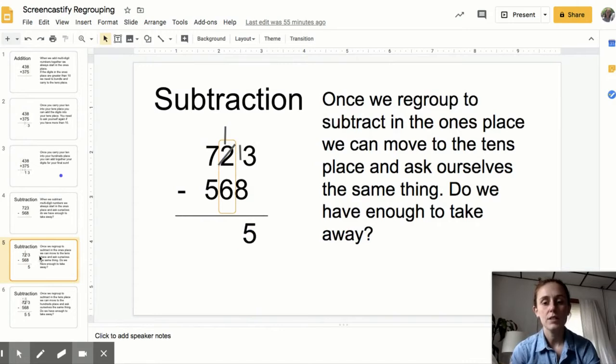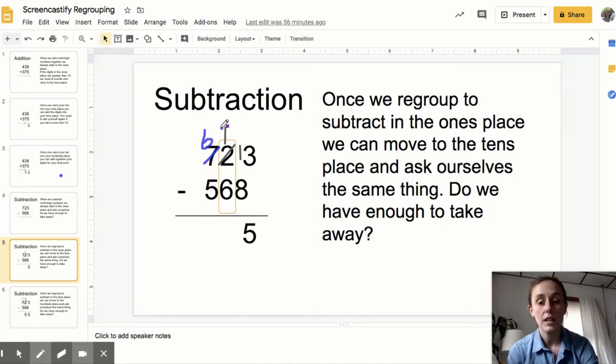Now that I've solved in my ones, I'm going to move on and take a look at my tens column. So I only have 1 ten left on top. I'm trying to take 6 away. So since I don't have enough, I'm going to move into my hundreds column. I'm going to unbundle these 7 hundreds. I'm going to leave 6 behind, and I'm going to unbundle 1 group of 100 into 10 tens to give me 11. Now I can successfully take 6 away from 11.